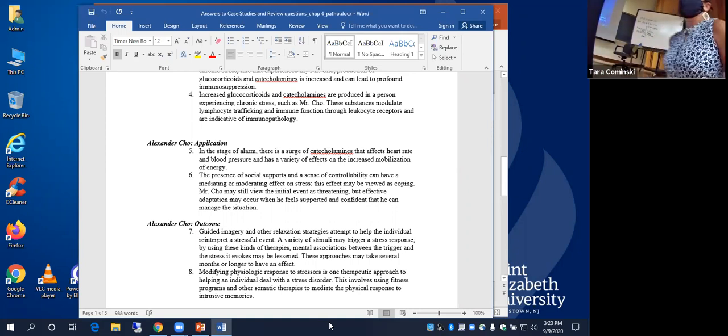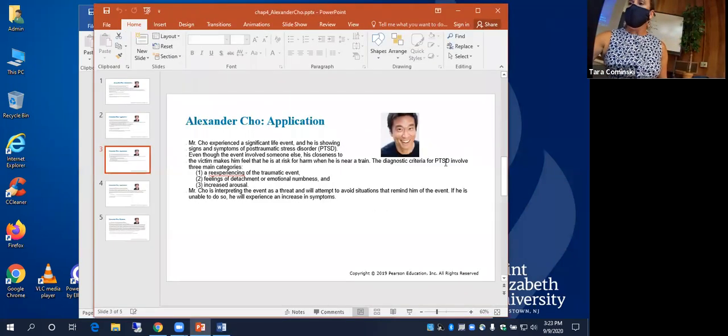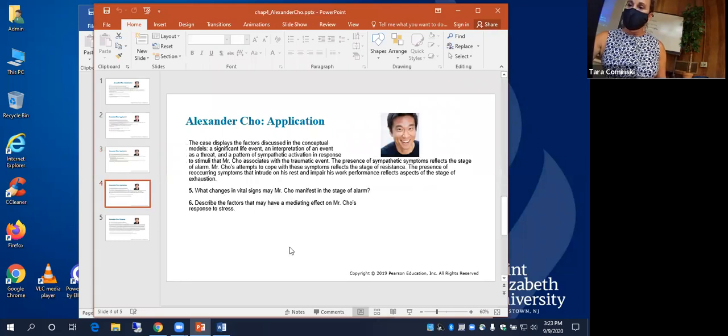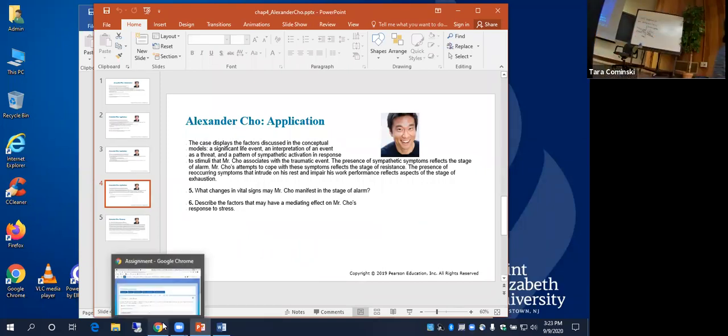Okay, if we move on to the next question, just trying to get through these. I guess some of these are a little redundant. So describe the factors that may have a mediating effect on Mr. Cho's response to stress. So what did you guys put for that? And again, the way this is worded is kind of weird. If you're thinking you have to pull that information right from here, that's not necessarily what they're looking for. They're saying, what are some things that could mediate his response to stress?